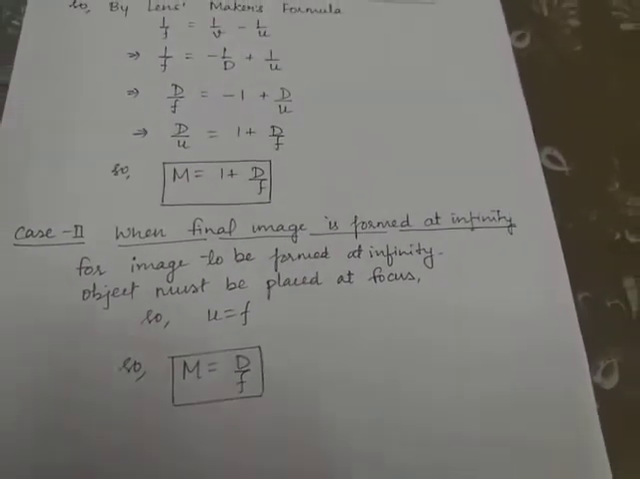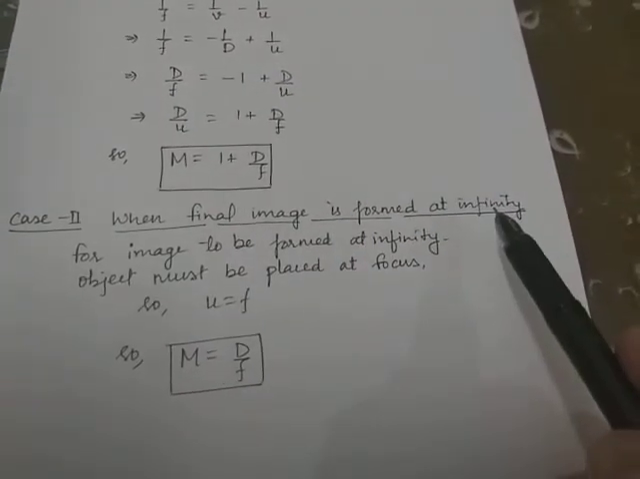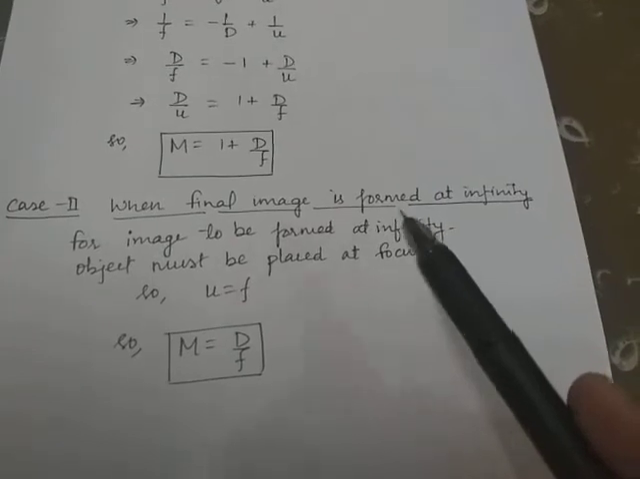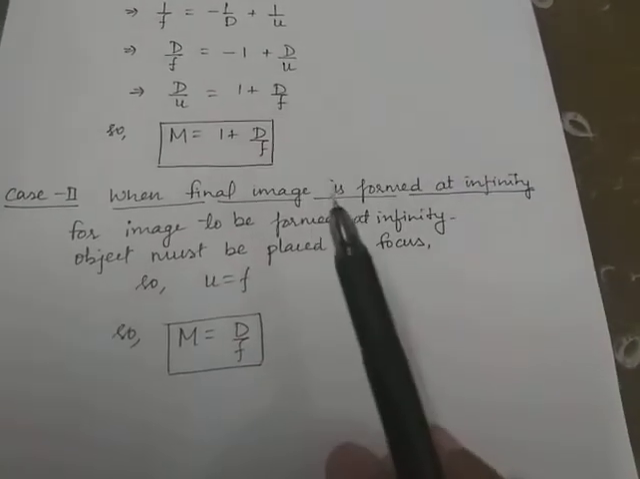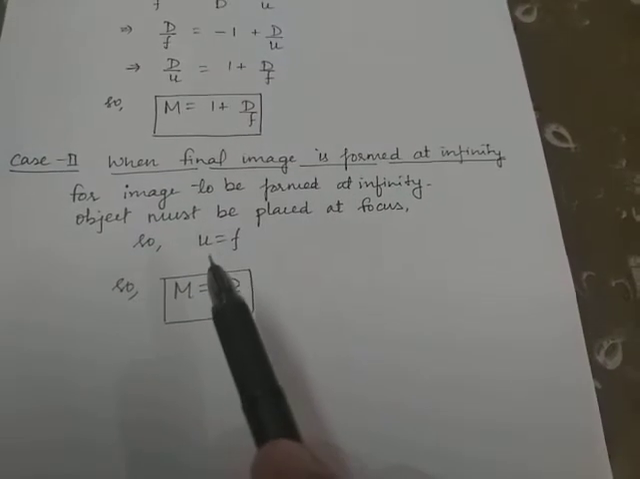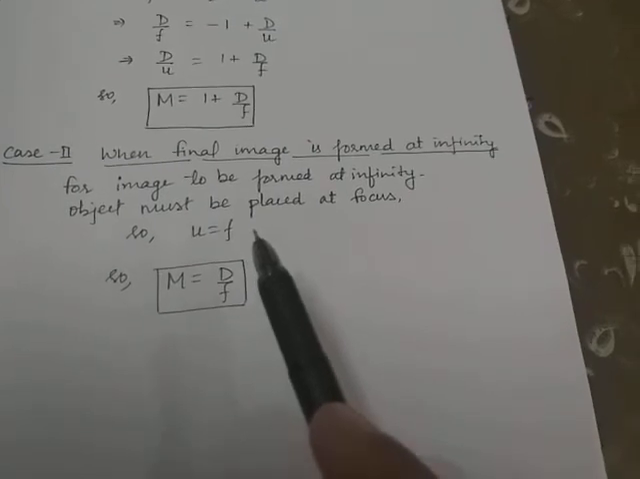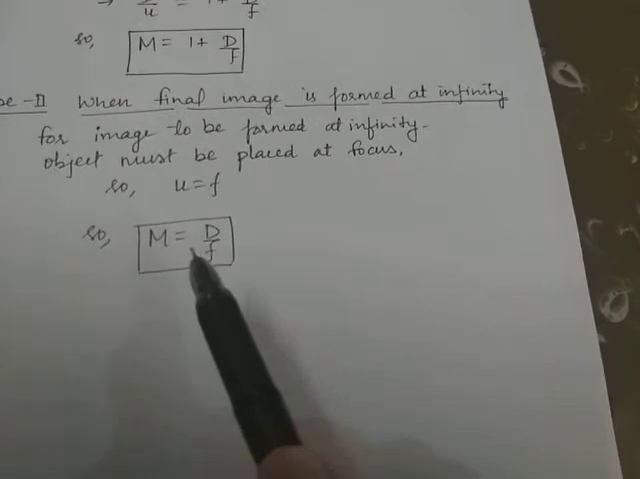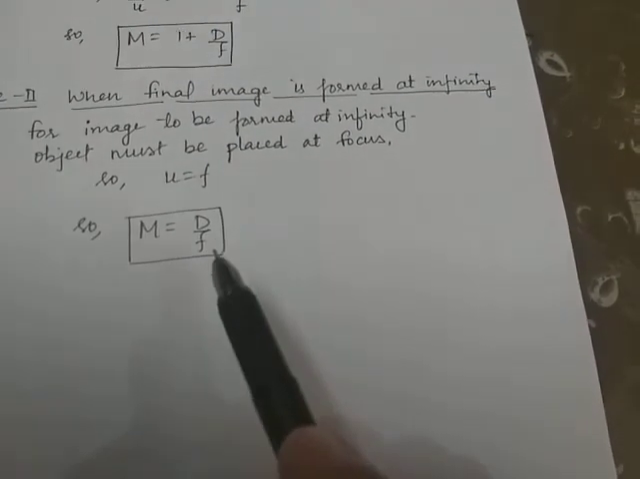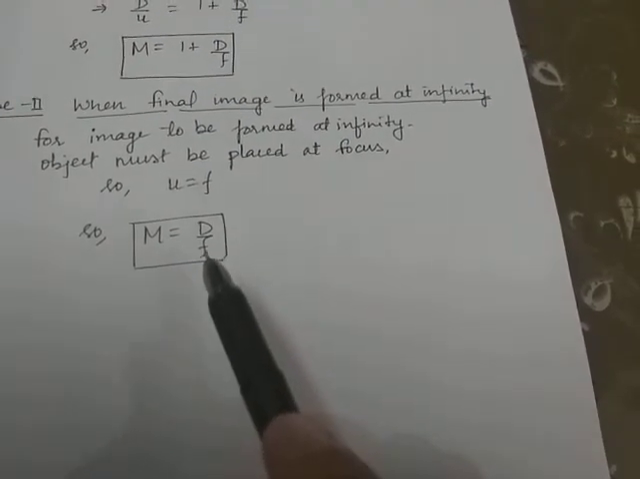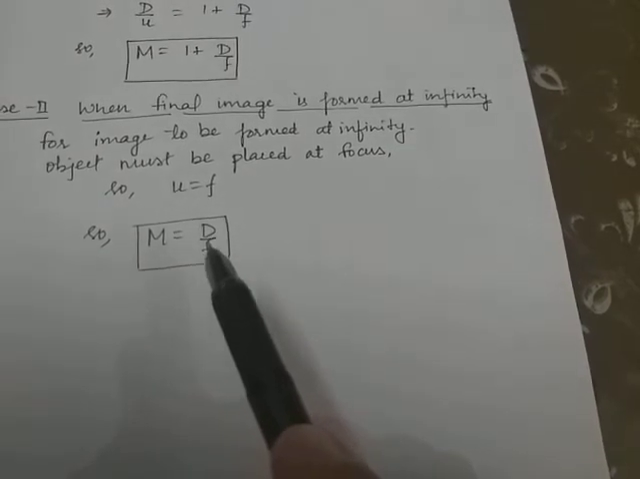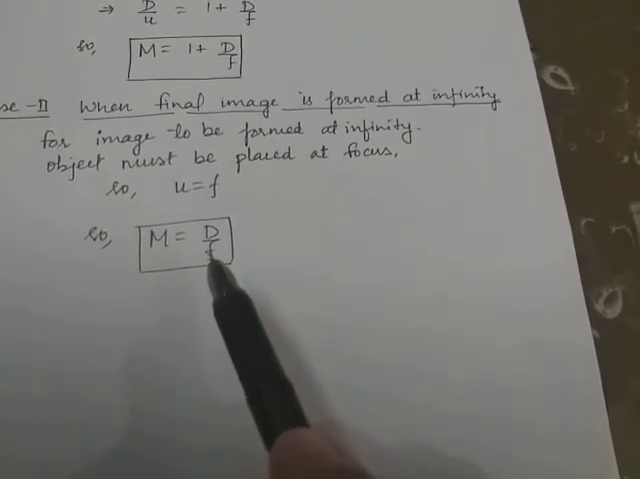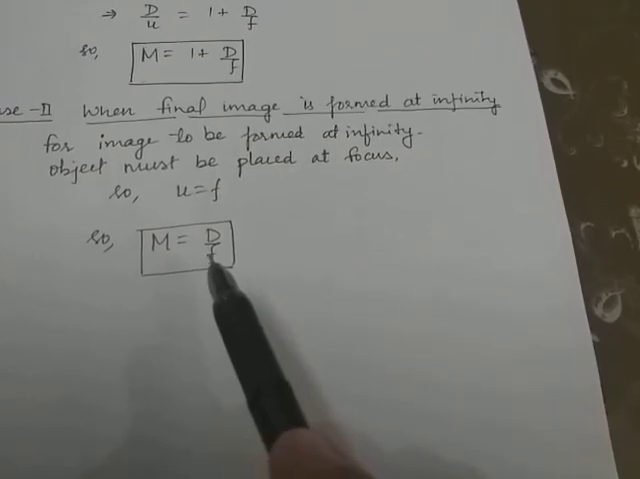And when the final image is formed at infinity, for the image to be formed at infinity, the object must be placed at the focus. That is the compulsory condition. So in such a case, u is directly equal to f. So in the expression M is equal to D by u, we are replacing u by f. So it will be M is equal to D by f. That is the expression of magnifying power of a simple microscope when the final image is formed at infinity. That is all for this derivation.